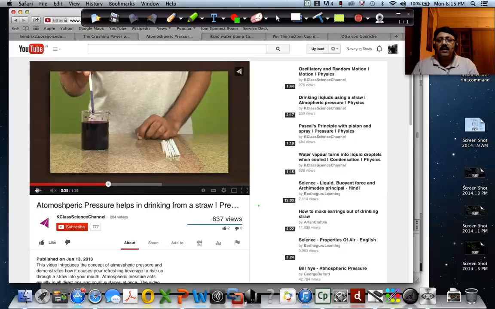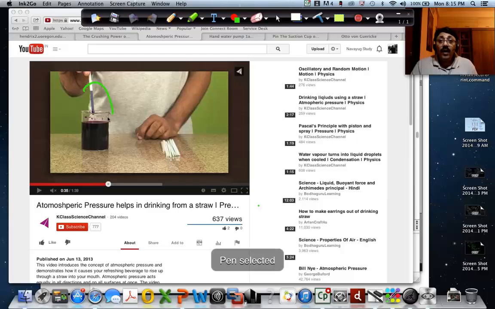See the magic. Look at that liquid. It is still staying there. Why? Why is that liquid still staying there? Because of the atmospheric pressure. Why is there atmospheric pressure? See, what is happening is like this.